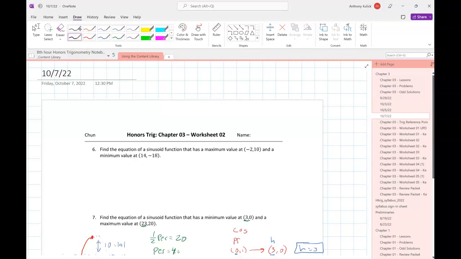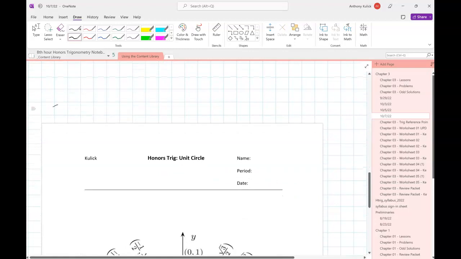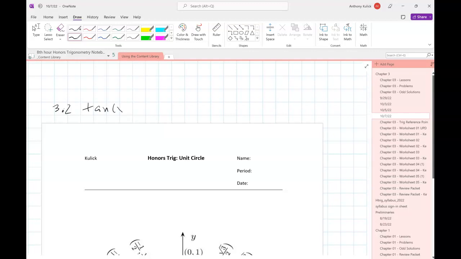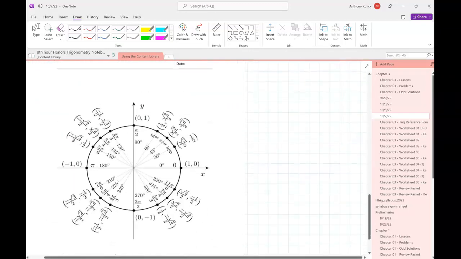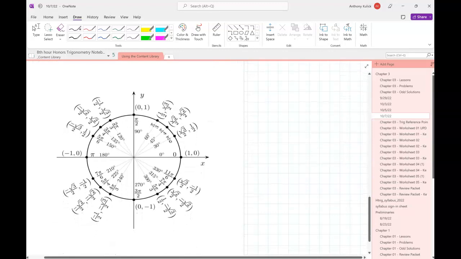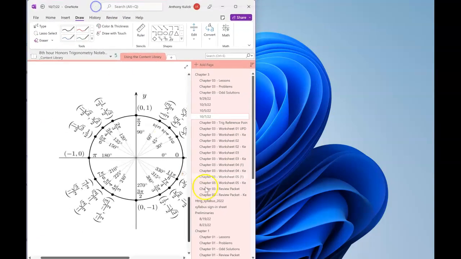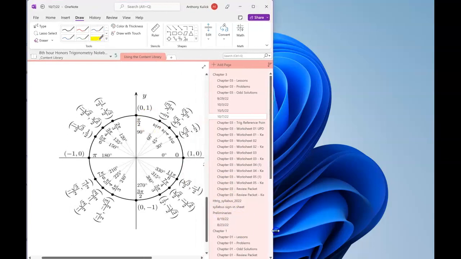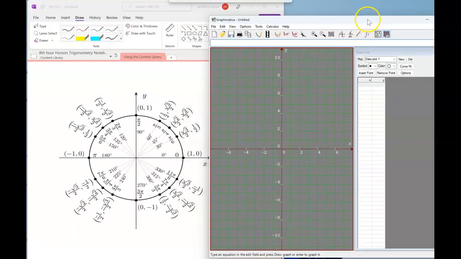All right. Section 3.2, we're going to be doing the exact same thing, except we're going to be talking about the tangent function. So it's all the same ideas, all the same techniques. Everything works the same-ish way. And just like when we did sine and cosine, we're going to start by coming up with the graph for our tangent function.